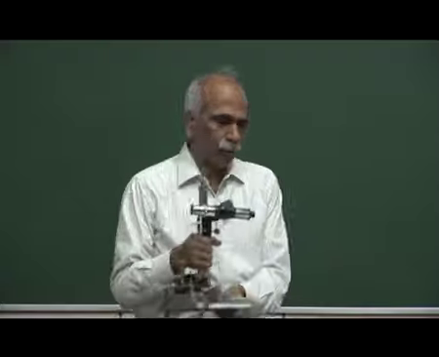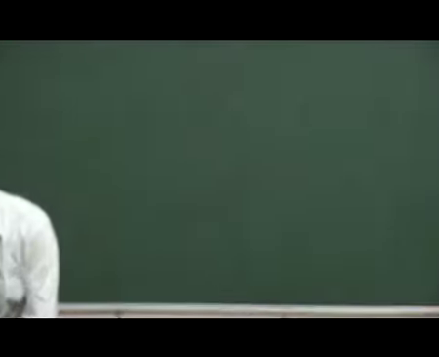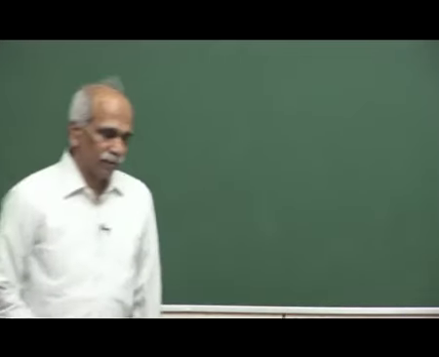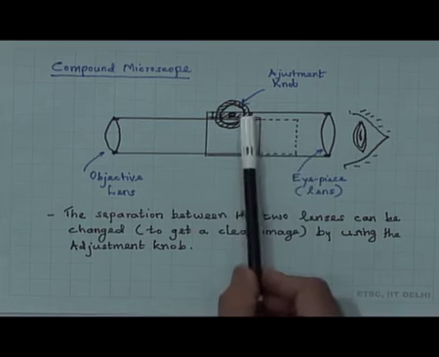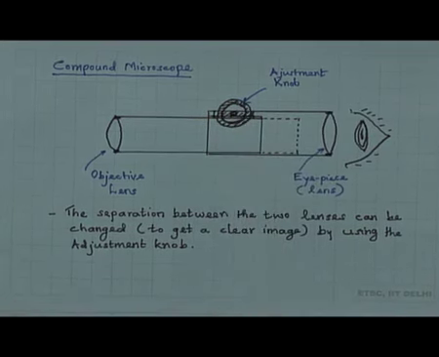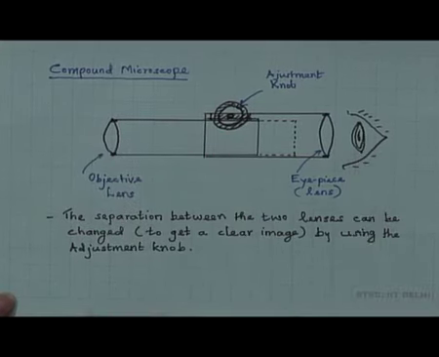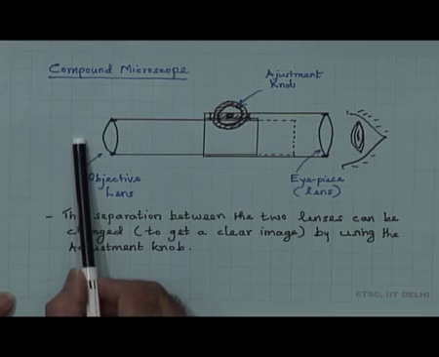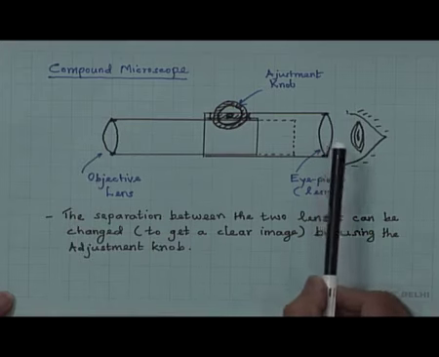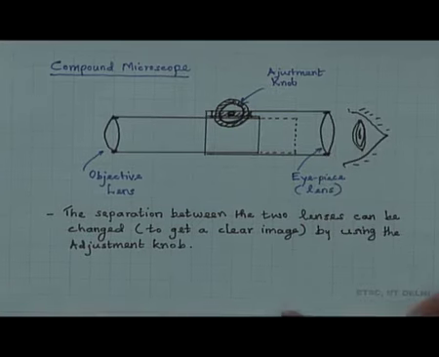So, let me come back to the discussion on the microscope. Here it is, the original diagram which I had shown: it is a tube, one tube into another tube, and the adjustment knob here, by which we can move the objective lens, and here is the eye which is observing the image. The object is placed in front of the objective lens, and this is called the eyepiece because it is closer to the eye which observes the image.